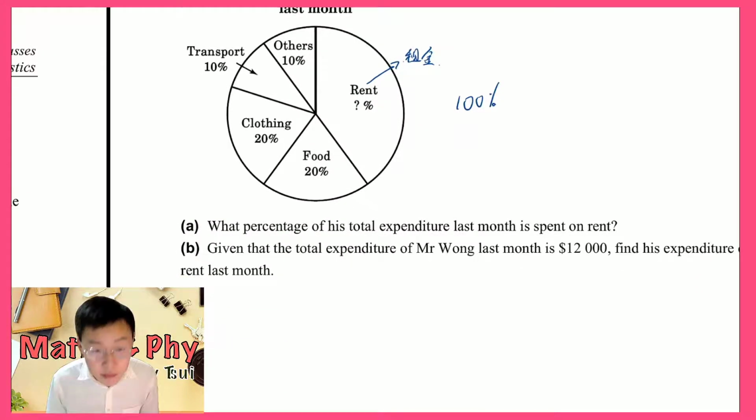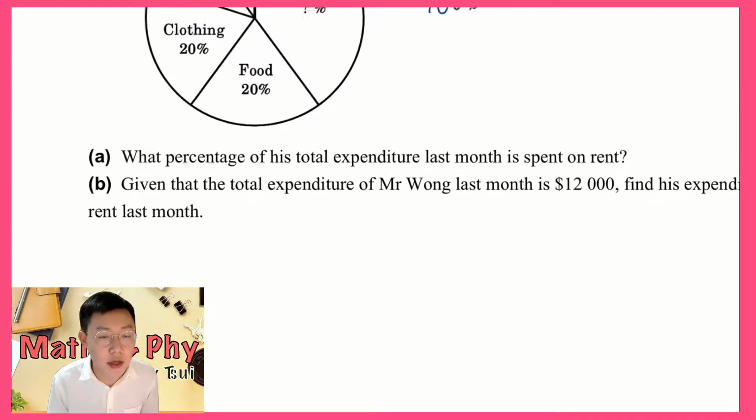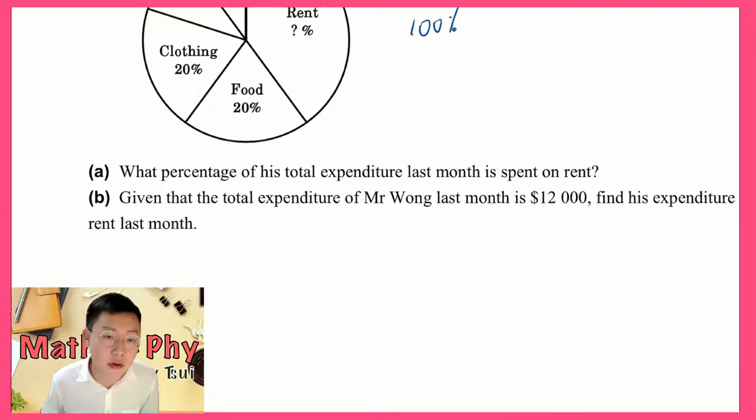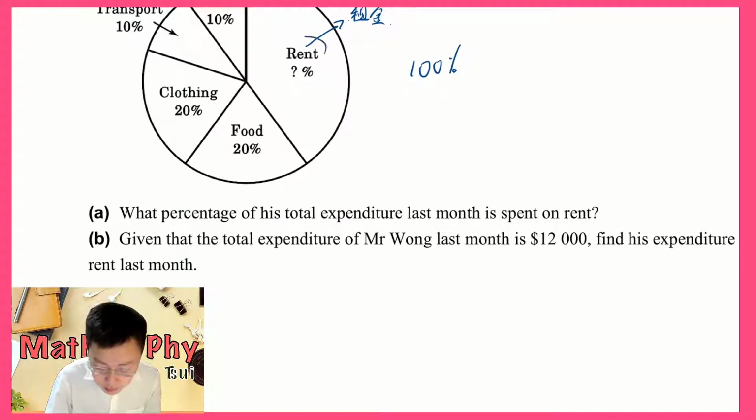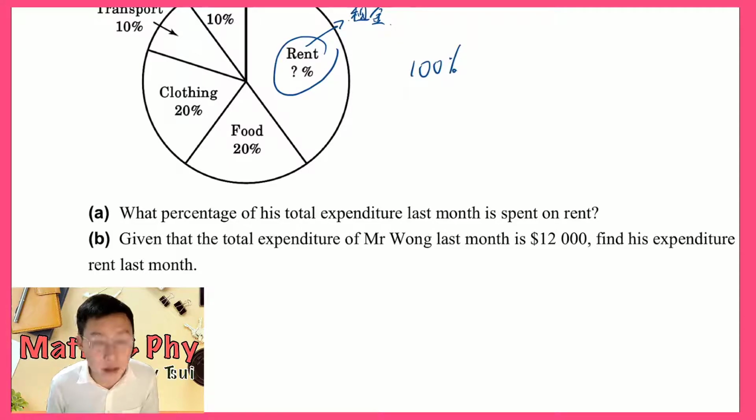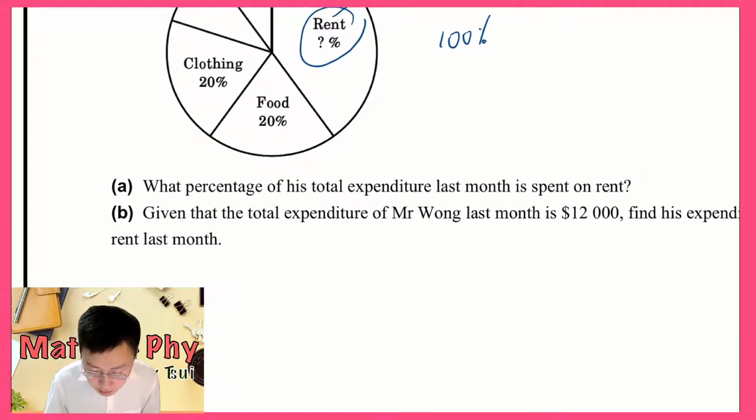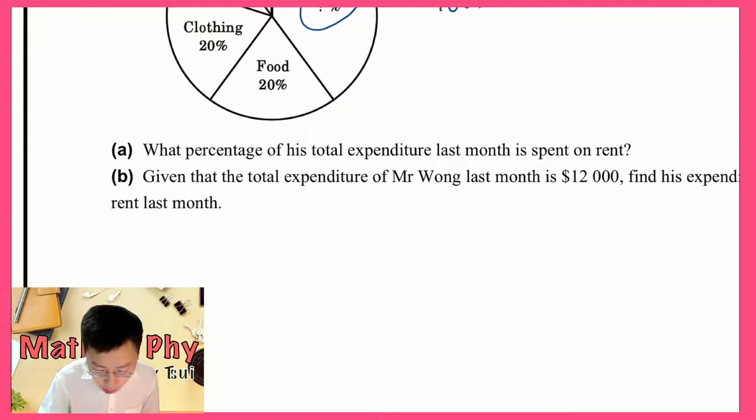And in this sense, for part A, the question asks you what percentage of his total expenditure last month is spent on rent? So it asks you the percentage for the rent. Okay, so the total percentage for the expenditure should be 100%. So I want you to write down 100% first.